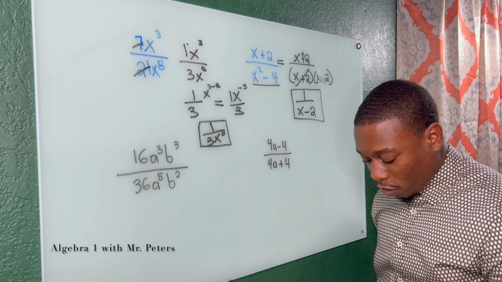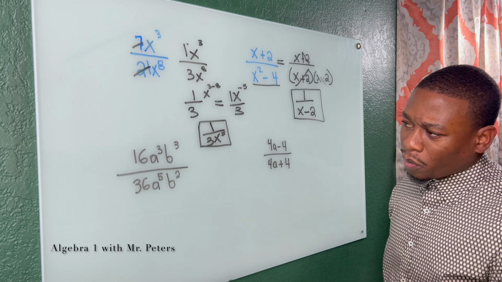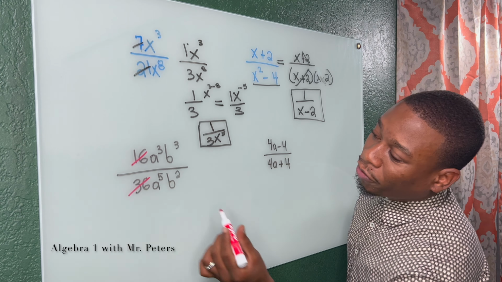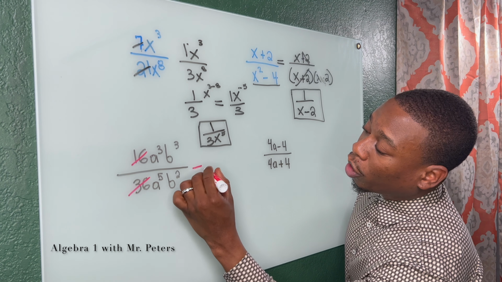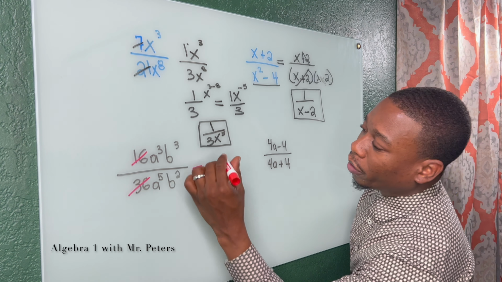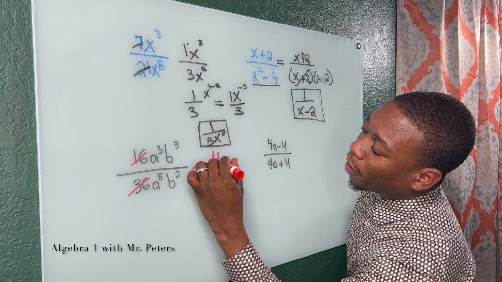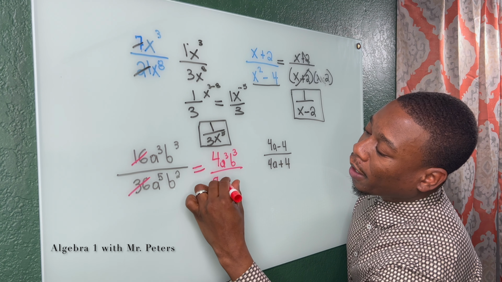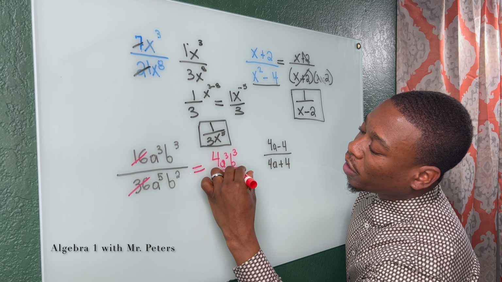All right. So we go down to our next example now. And it's similar to problem number 1. So if we start off by simplifying our coefficients, let's see. What can I divide this by? Let's try 4. So if I divide by 4, I'm going to have 4a to the third, b to the third, all over 9a to the fifth, b squared.